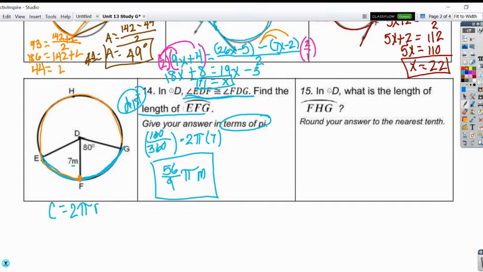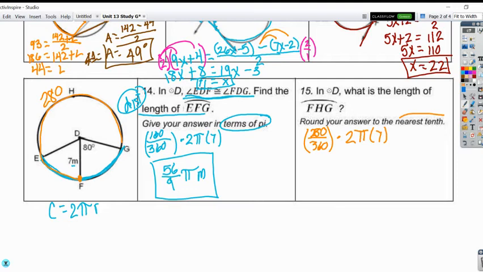So how many degrees do I have in that arc? Well, all I know is that I'm not using the 80 degrees that's in there. So if I cross that out, 360 minus 80 puts 280 degrees in the arc that we care about. So my fraction is 280 out of 360, and multiply by that circumference. Multiply by 2 times pi times 7.